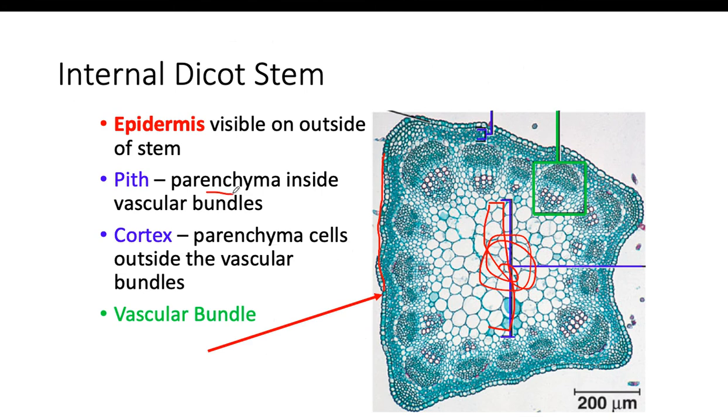Okay. Then you have a cortex all the way around here, just below the epidermis, but outside of these vascular bundles. That's cortex, and that's also parenchymal tissue. And then you have the vascular bundles. That's a vascular bundle. That's a vascular bundle. That's a vascular bundle with the xylem and the phloem.